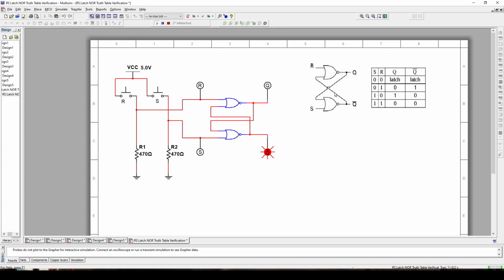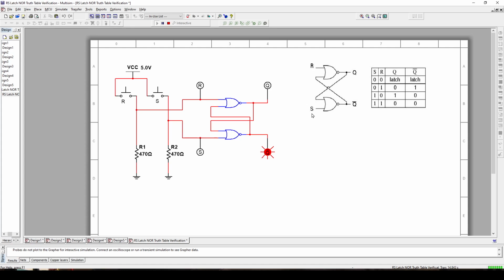Basically, there are two NOR gates, and the output of one is fed back to the input of the other one, and vice versa, crisscross. The output of the other one is fed back into the input of the first one, right? And then the remaining pins are going to serve as the actual controllable inputs. And for the RS latch, we have Q and not Q, or Q and Q bar, as the outputs.